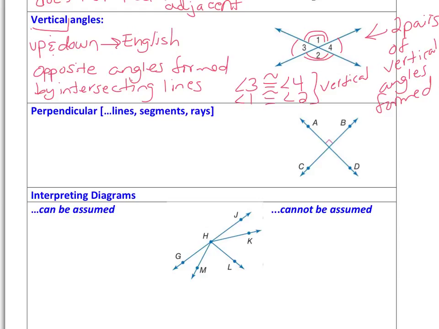So in this particular diagram, we have two intersecting lines. We have line AD, and we have line BC, and we would say that they are perpendicular to each other. Their relationship to each other is perpendicular. This symbol here is a symbol for perpendicular.